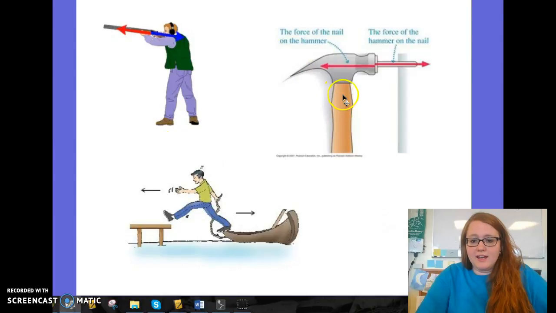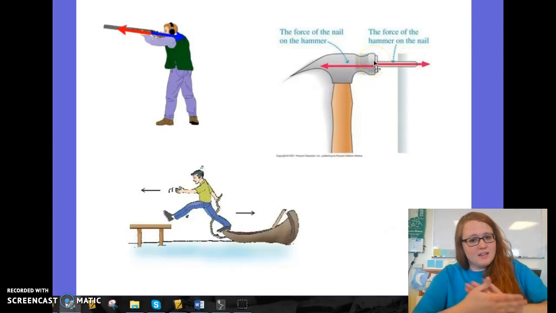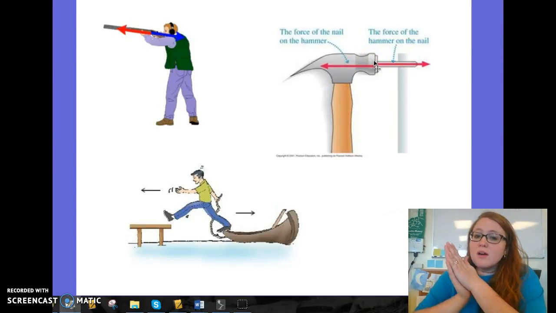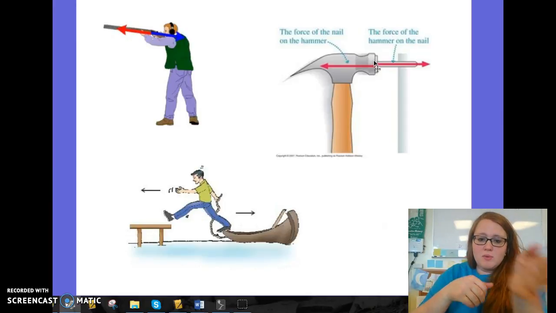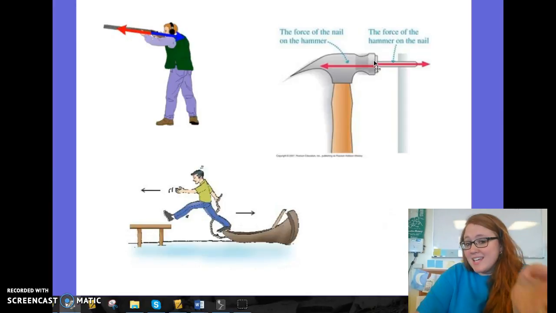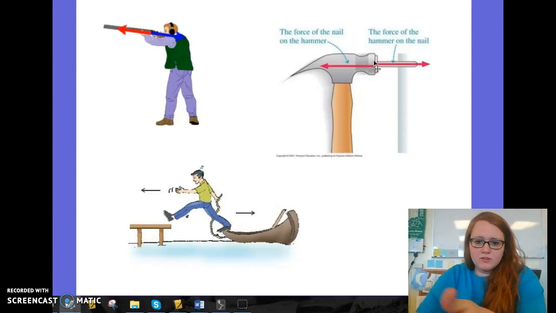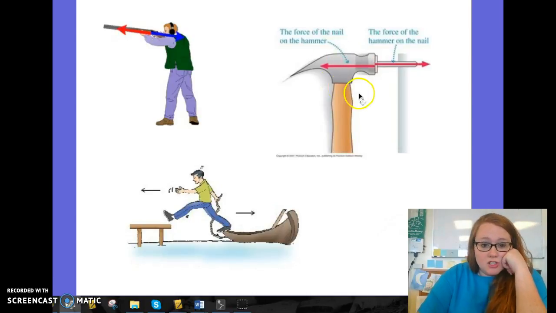So here we have a hammer coming into interaction with a nail right here. Anytime you touch an object, you cannot touch without being touched with the same force. So the hammer applies a force to the nail, and the nail applies the exact same force in the opposite direction to the hammer. Now, how does the nail actually make it into the wall or whatever you're trying to hammer? Well, there are external forces on the hammer, such as your hand, allowing that to happen.